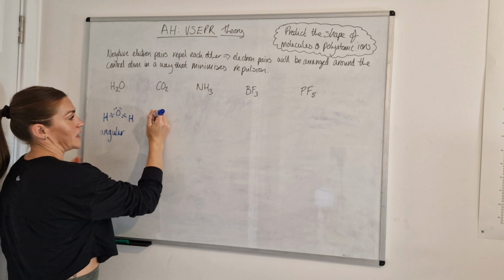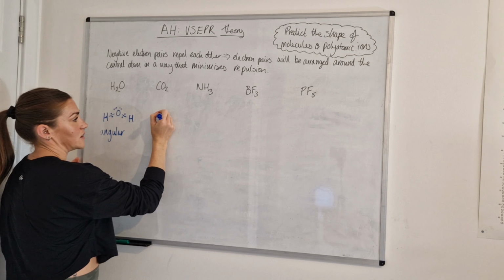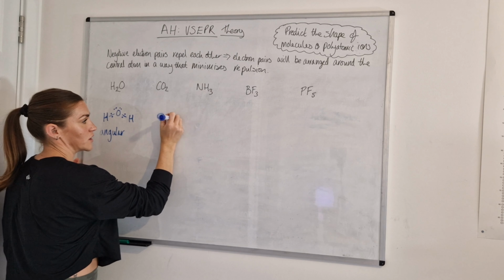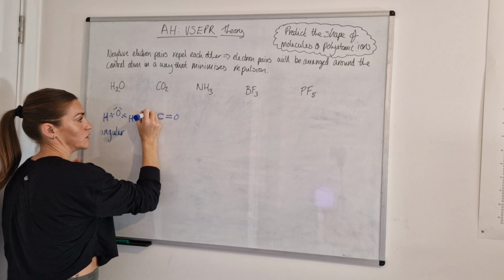For carbon dioxide, we know that carbon has a valency of 4 and oxygen has a valency of 2, so it looks like this.